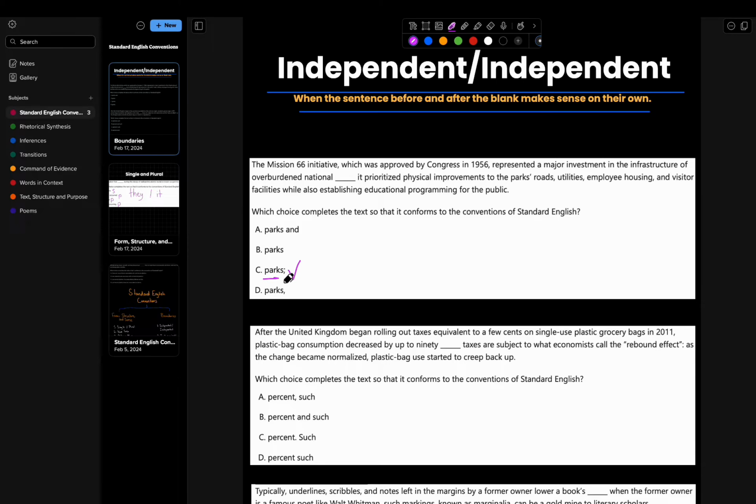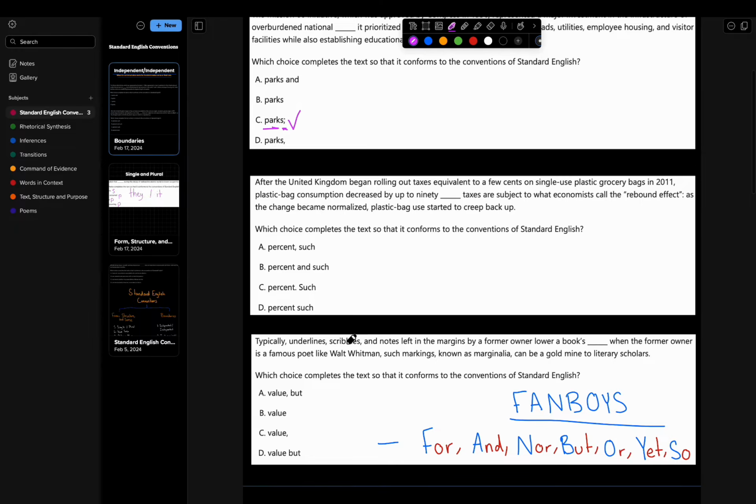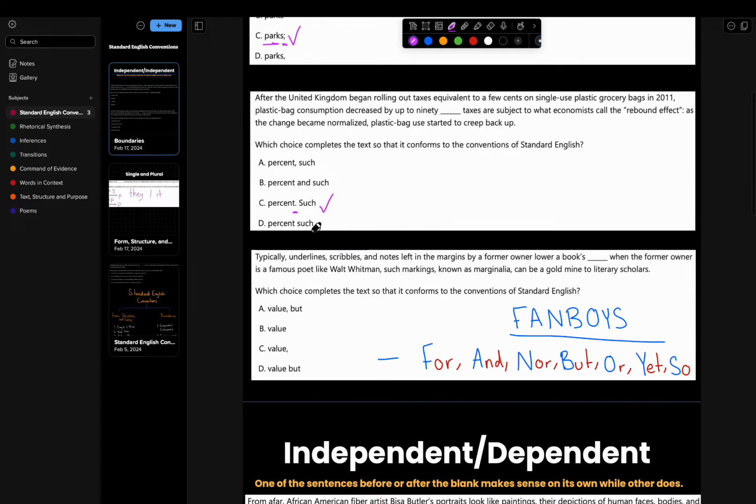What about this question right here? The text is in the independent boundary format. Since there is a period right after the word percent, choice C is correct. Also look at this one. The text is in the independent boundary format. Since there is a word value, then a comma, and then a conjunction, this is correct.